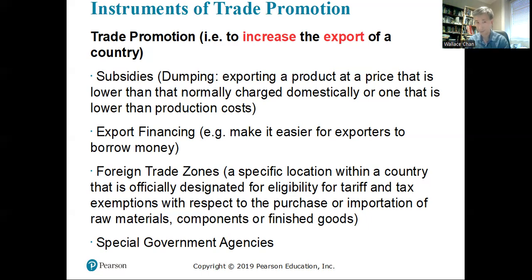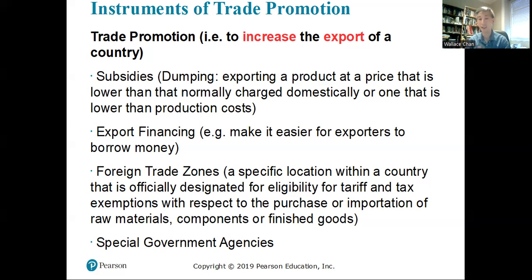Export financing. The government can set up a department or can work with the local banks and try to make it easier for exporters to borrow money. And then some countries may even set up a specific location within a country that is officially designated for eligibility for tariff and tax exemptions with respect to the purchase and import of raw materials, components, or finished goods.